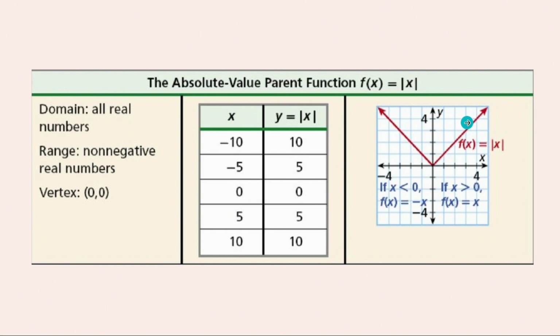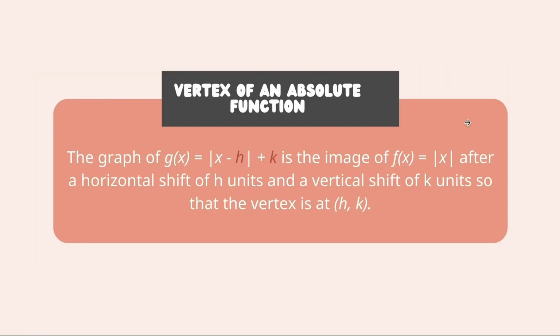To understand more about this, we also need to learn about the vertex of the absolute function. So what is the vertex of the absolute function? The graph g of x, which is equal to the absolute value of x minus h, plus k, is the image of the function after a horizontal shift of h units and a vertical shift of k units. Therefore, the vertex of the absolute function is (h, k).